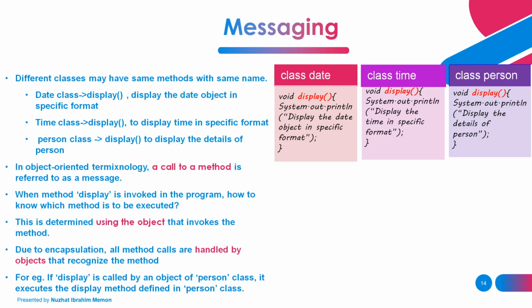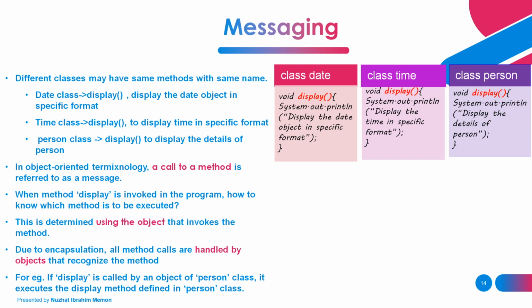The next topic is messaging. Here in this diagram, you can see three classes: Date, Time, and Person. And here you can notice that these three different classes have the same method with the same name, display, in each and every class. Here, the display method of the Date class will display the date in a specific format, whereas the display method in the Time class will display the time in a specific format, and the display method in the Person class will display the details of the person.